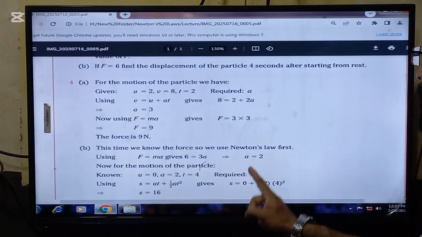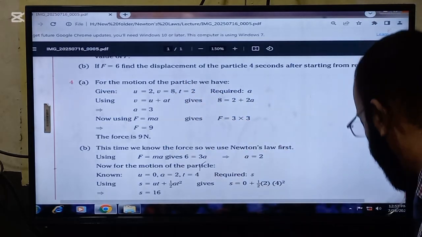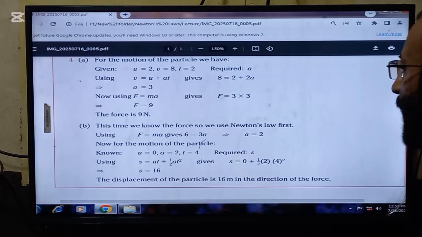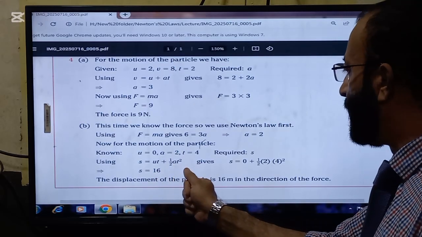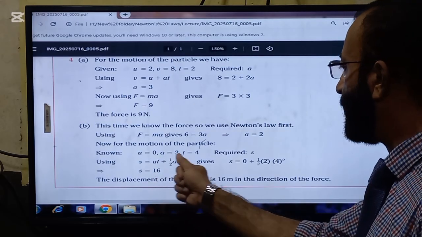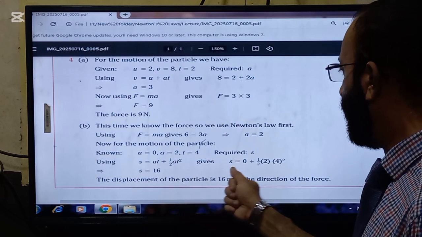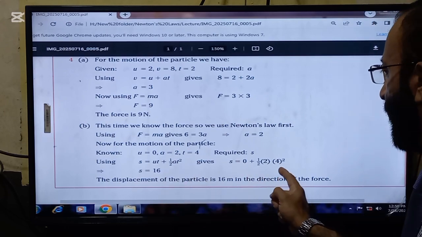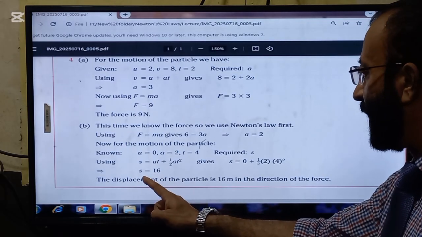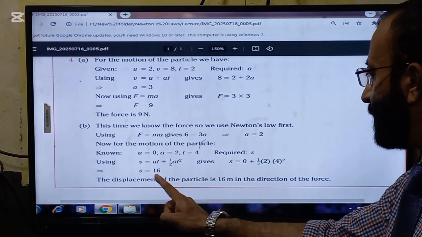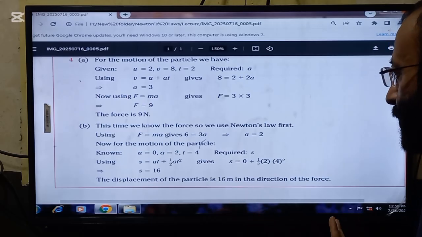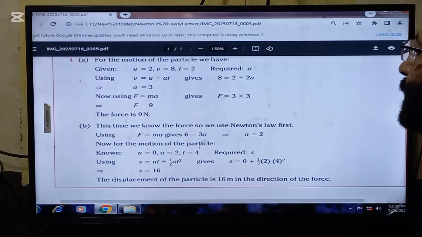And the requirement is S, that is the displacement, that is called distance. So look now, the equation that will be used: S is equal to ut plus half at square. Now put these values into the formula. So here the values are placed in the formula, and solving it will give you the answer. Because this is displacement, the unit will be meter, in the direction of the force. So this is the answer.